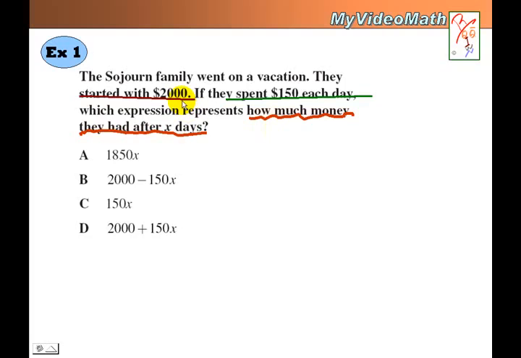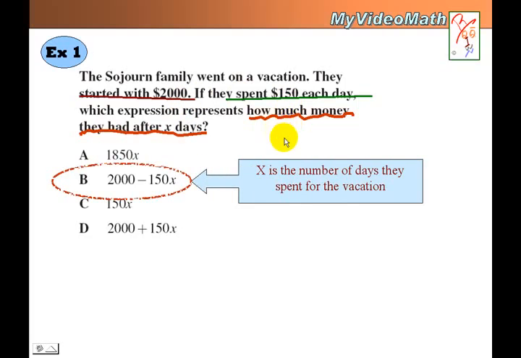Start with 2,000, spend $150 a day. Therefore, for the number of days they spent on vacation, $150 times X was taken away from that initial $2,000. That will be the answer.